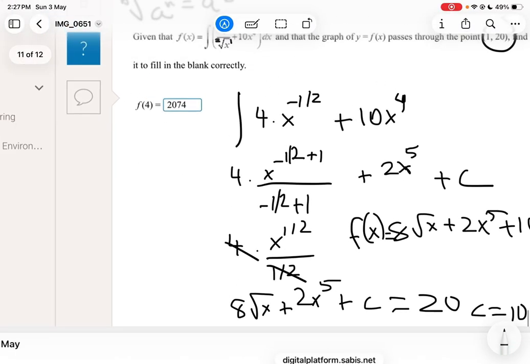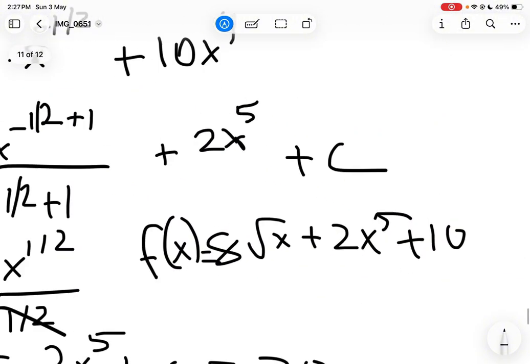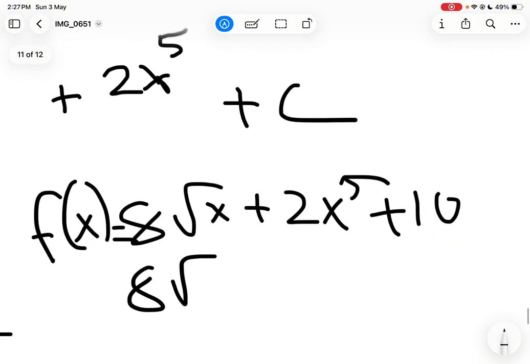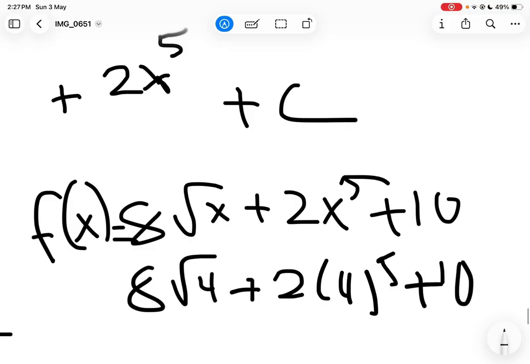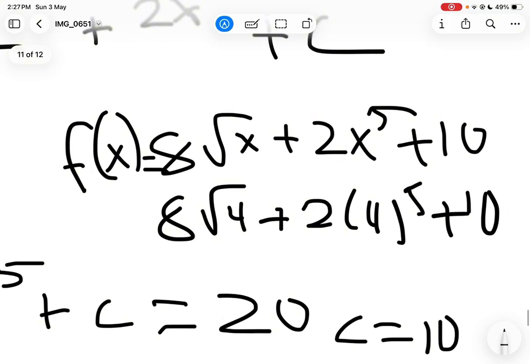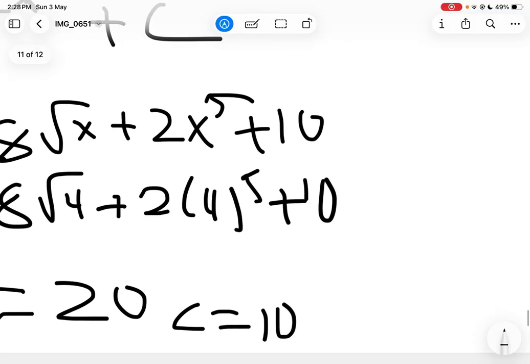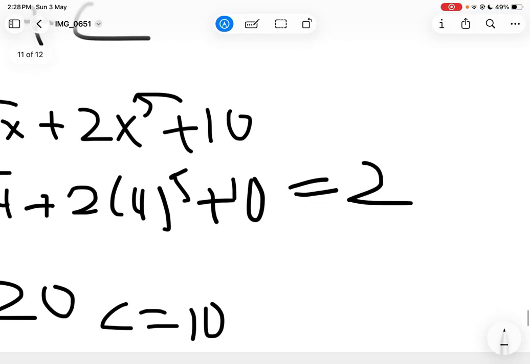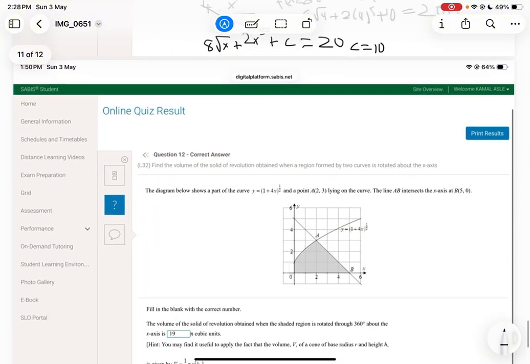Here they told you they want f of 4. So just replace x by 4. So it will be 8 times radical 4 plus 2 times 4 to the power of 5 plus 10. So 8 times 2 is 16 plus 4 to the power of 5 is 1024 times 2, which is 2048 plus 10, and the final answer will become 2074. And it's very easy.